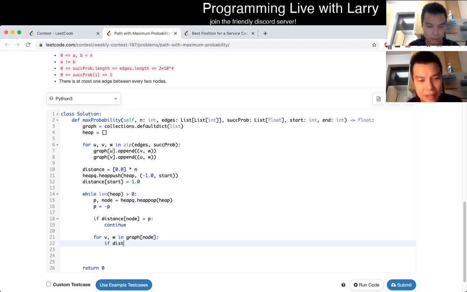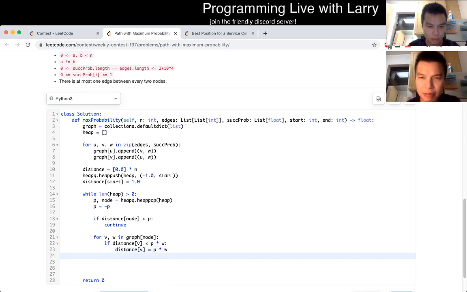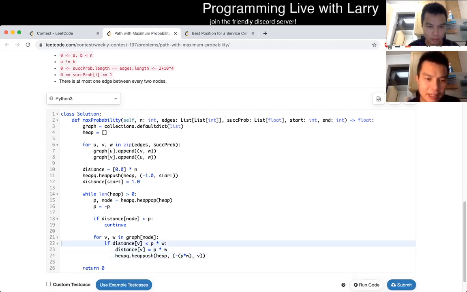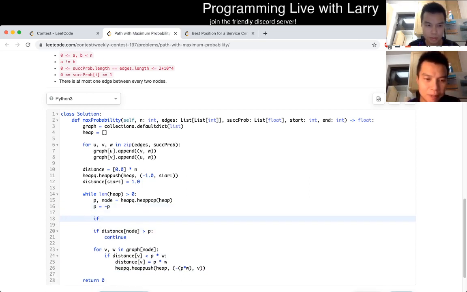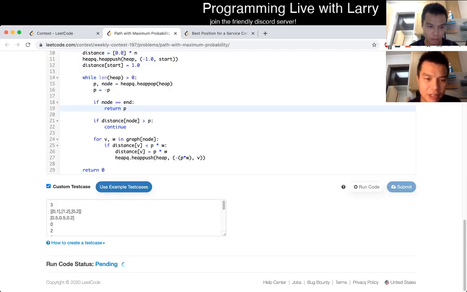Yeah, and this is again still standard Dijkstra. But instead of adding the rate, I did the probability times the success probability. I called it the rate, but that's pretty much it. And then I just have to add one more if statement for the end node, and then that's pretty much it.